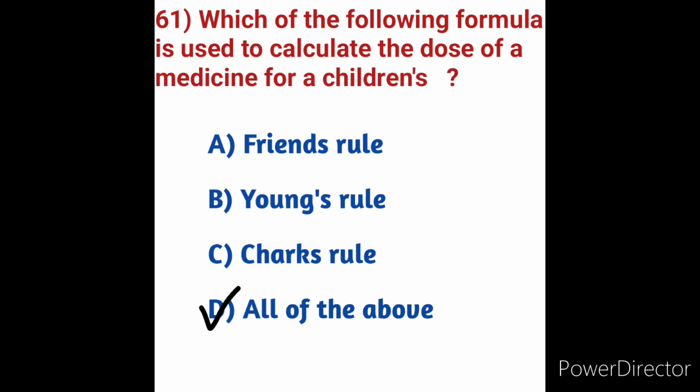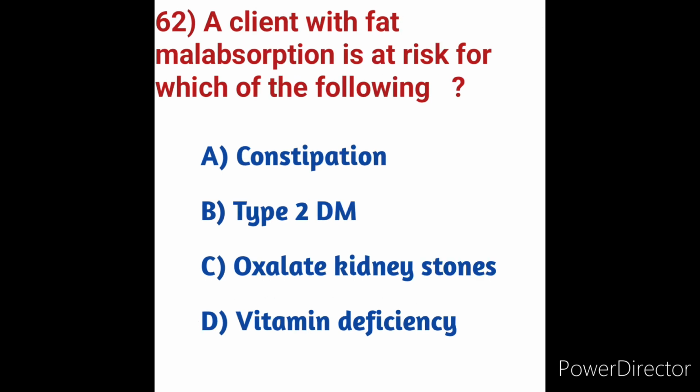Next we will move on to question number 62. A client with fat malabsorption is at risk for which of the following? Here the client has fat malabsorption. We will see the options. Option A, constipation. Option B, type 2 diabetes mellitus. Option C, oxalate kidney stones. Option D, vitamin deficiency. When large amounts of unabsorbed fat are available, calcium preferentially binds to fat instead of oxalate.